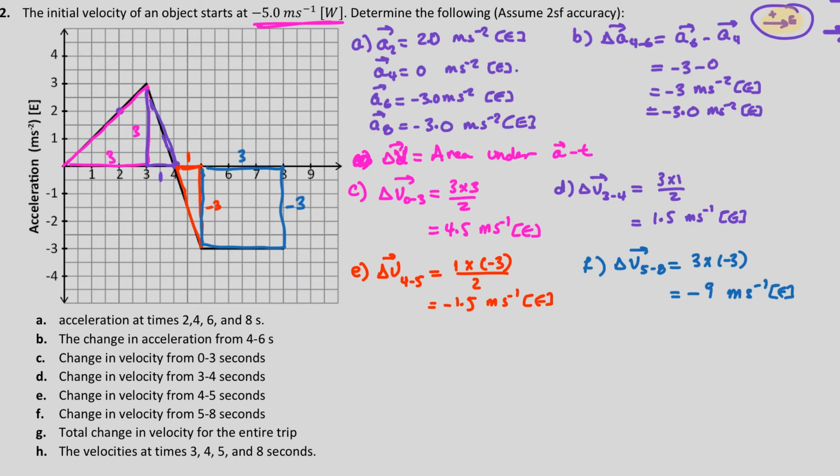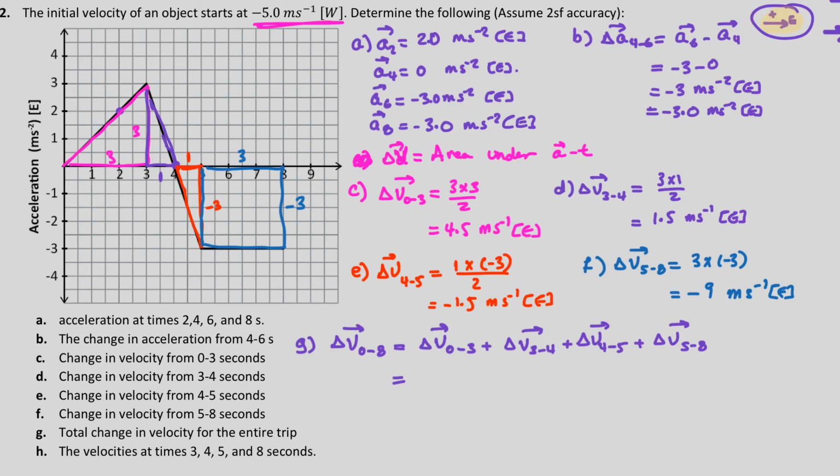The total change in velocity for the entire trip, okay, we can definitely do that. I'm going to do that in purple. For part G, total change, that's the total change in velocity from beginning to the very end. That's going to be the change in velocity from 0 to 3 plus the change in velocity from 3 to 4 plus the change in velocity from 4 to 5 and the change in velocity from 5 to 8. I have all of the numbers. I'm still using my positive sign convention as I stated here.